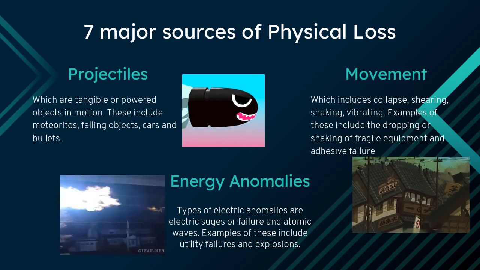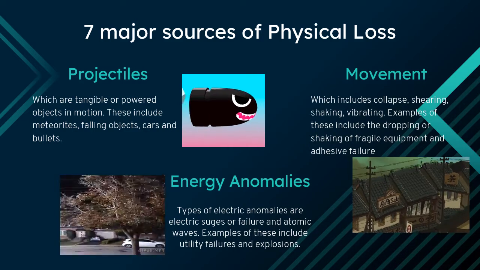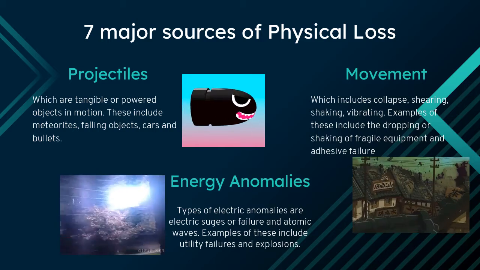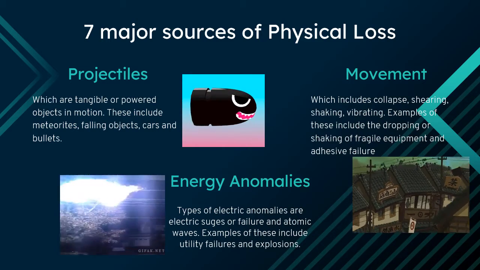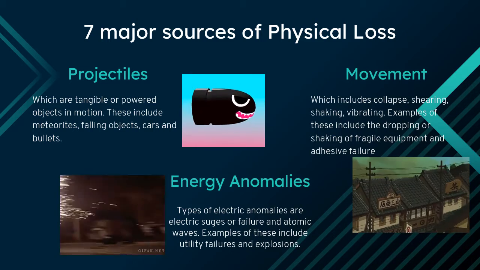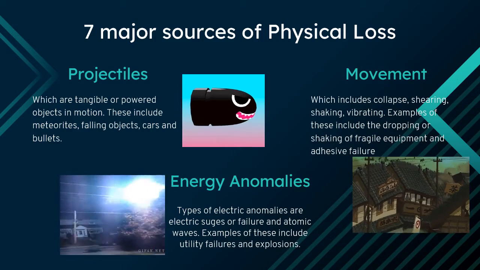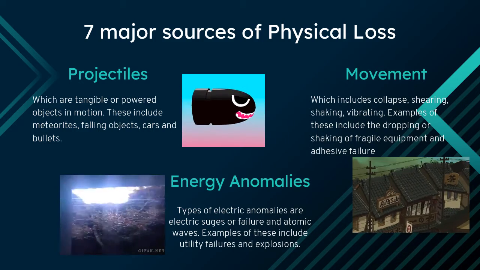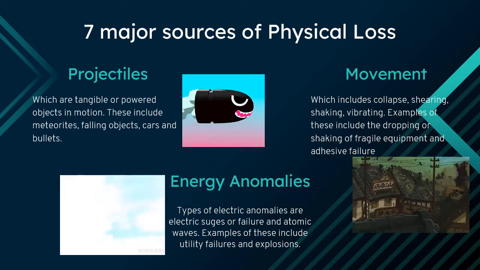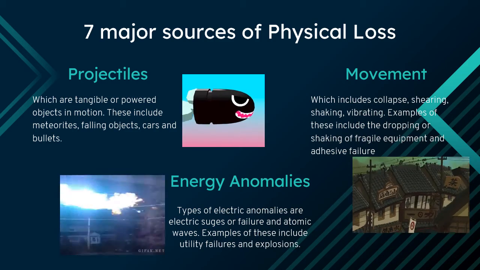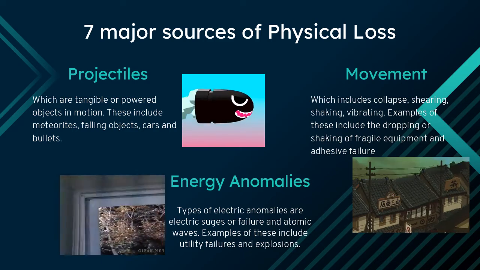Projectiles are our fifth major source of physical loss. Projectiles are tangible or powered objects in motion, which includes meteorites, falling objects, cars, trucks, bullets, rockets, explosions, and wind.